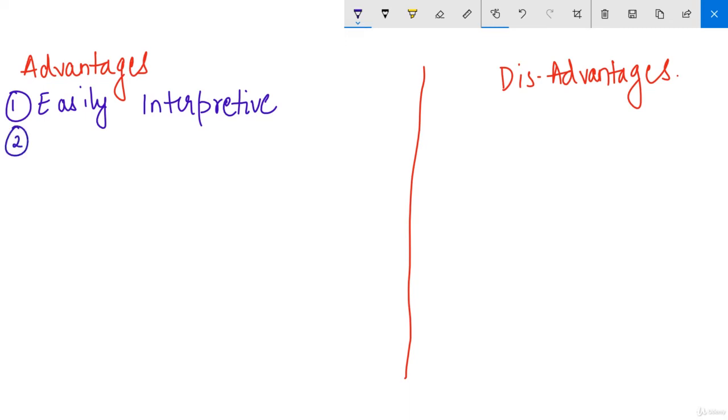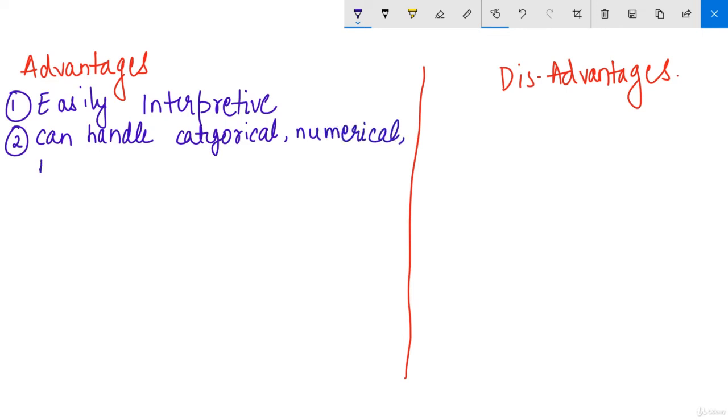Second, as I have already explained, it can handle categorical and numerical values very easily. So it can handle categorical, numerical, as well as Boolean, strings, and many more. It can handle all the values easily. Any type of data it can handle. So this is obviously an advantage, right? And then normalization is not required here at all.